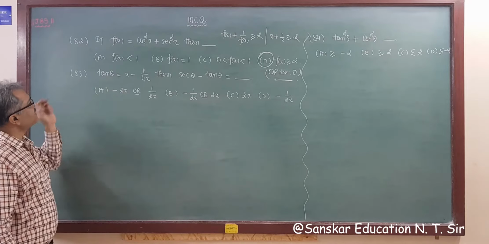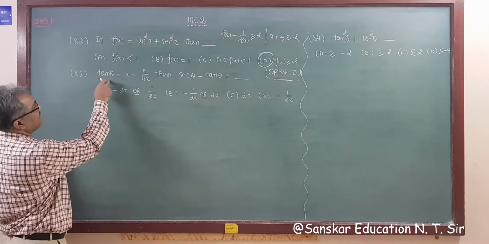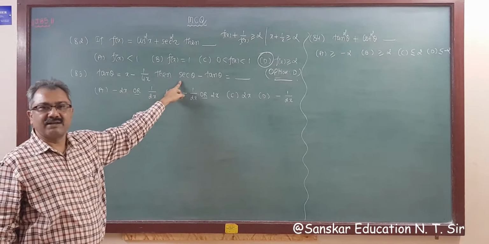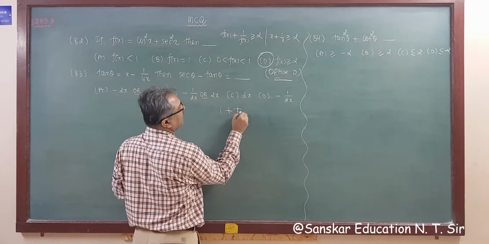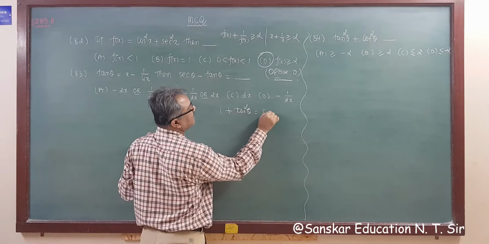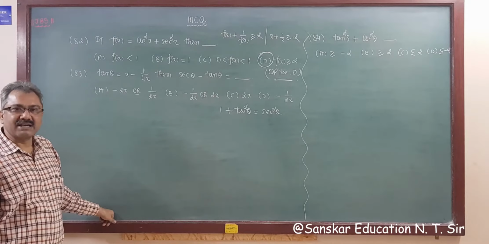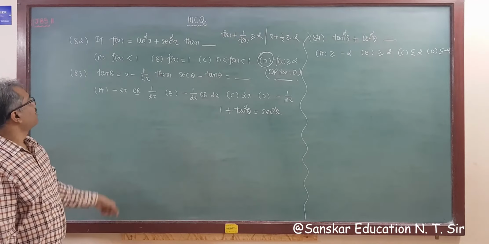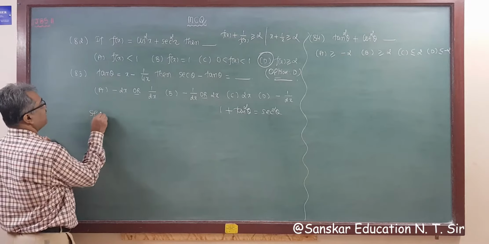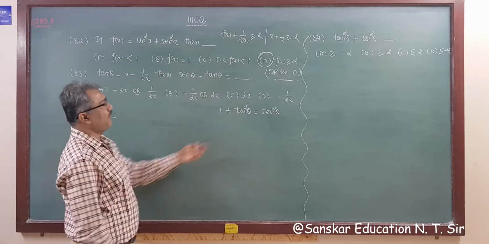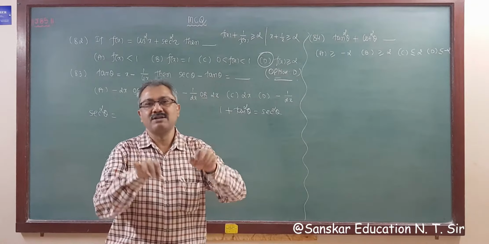Now this is given in question number 83. tan theta is equal to this, then find sec theta minus tan theta. So here tan theta is given and we have to find out sec theta. So what is the relation between tan and sec? That is 1 plus tan square theta is equal to sec square theta, that you know. You know this identity. So we have to find out sec theta, meaning sec square theta is 1 plus tan square theta. No need to write the formula while you are solving MCQs. Just keep the formula in your mind and solve everything.